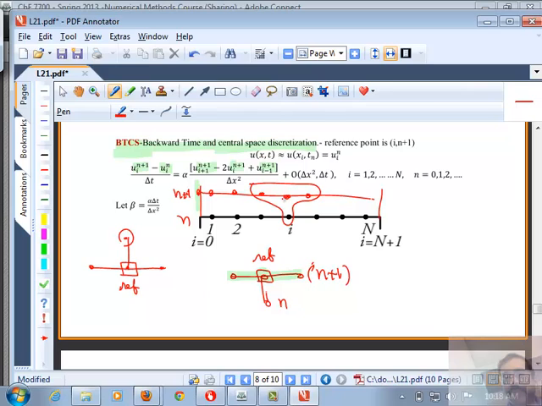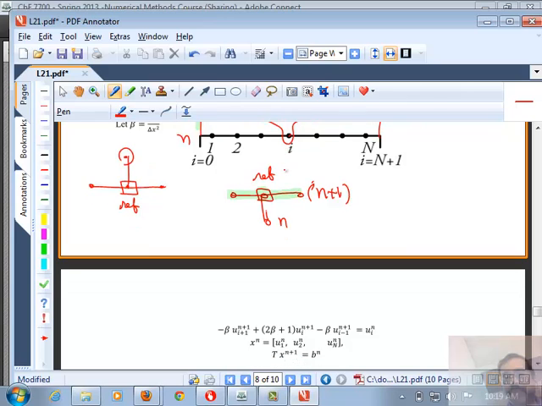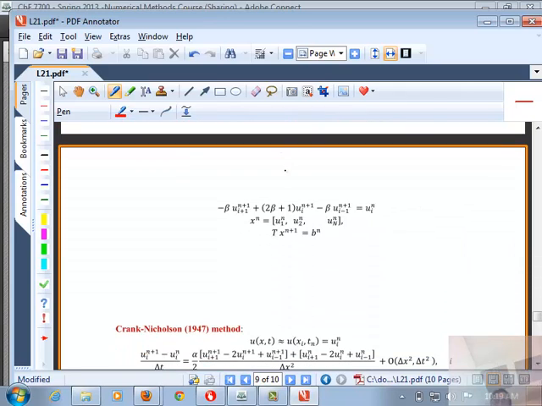This is what I get. At the n+1 level, I have i minus 1, i, and i plus 1. The same equation, just rearranged. And beta is the coefficient, which is alpha delta t over delta x squared. Alpha is given in the problem, and delta t and delta x I choose. This is the only term that is known on the right hand side, at the previous level, and n equal to 0 is your initial condition. So what do I need to do? I need to solve, at every time step, a system of linear algebraic equations.